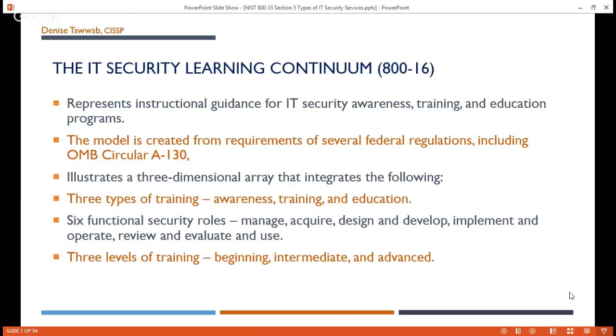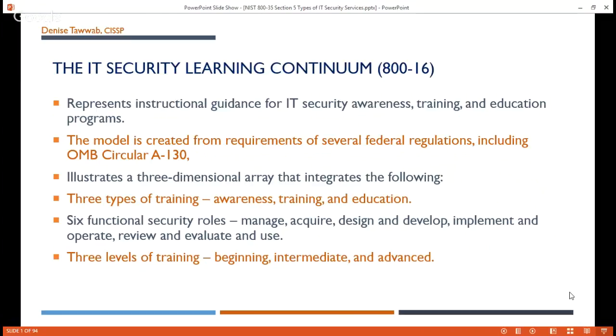Talking about training, let's look at the IT security learning continuum. It represents instructional guidance for IT security awareness training and education programs. The model is created from requirements of several federal regulations, including OMB Circular A130.